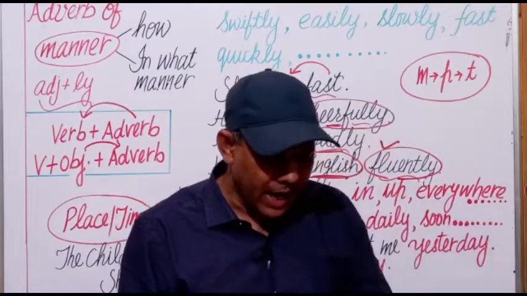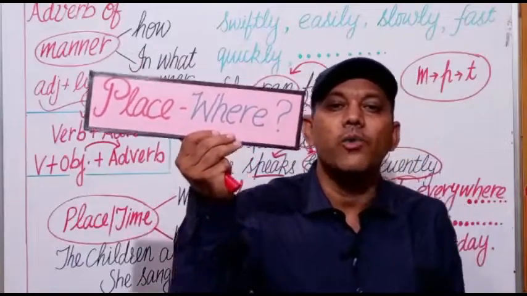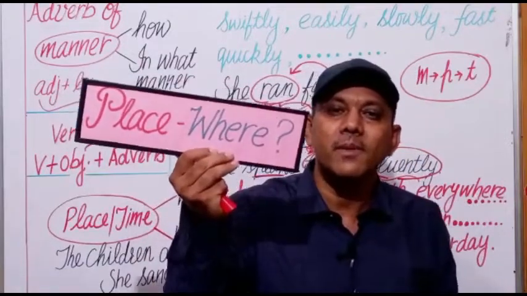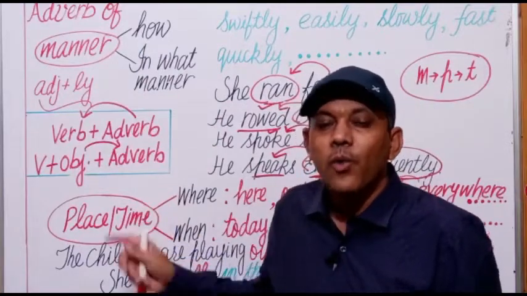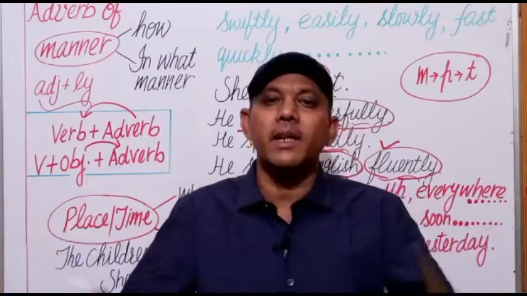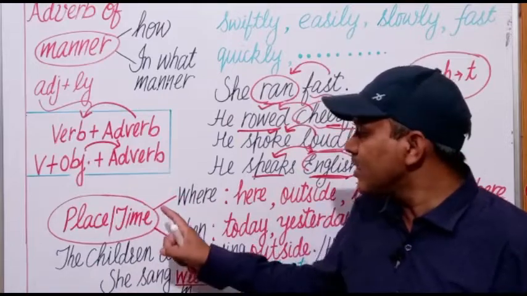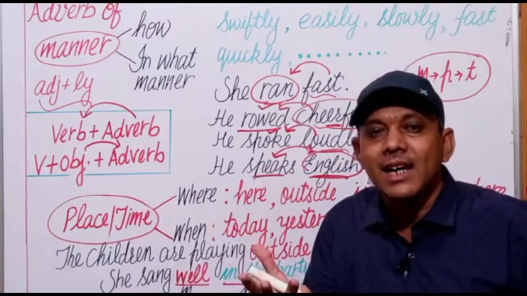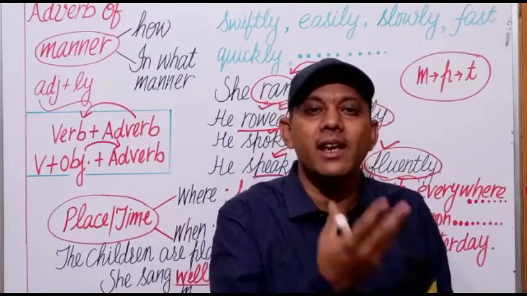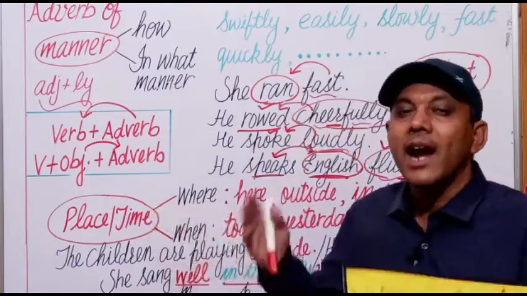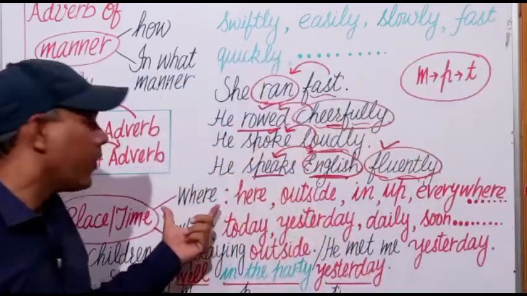In case of adverb of place, what does it tell? It answers the question where. Adverb of place means it tells the place of action. Where did the action take place, or where has that action taken place? In this way, the word which tells us the place of action is known as adverb of place. For example, it tells us where.